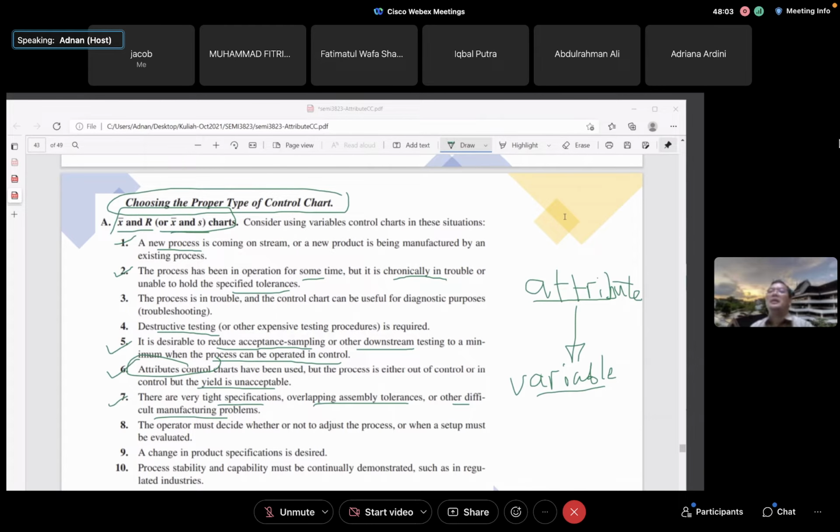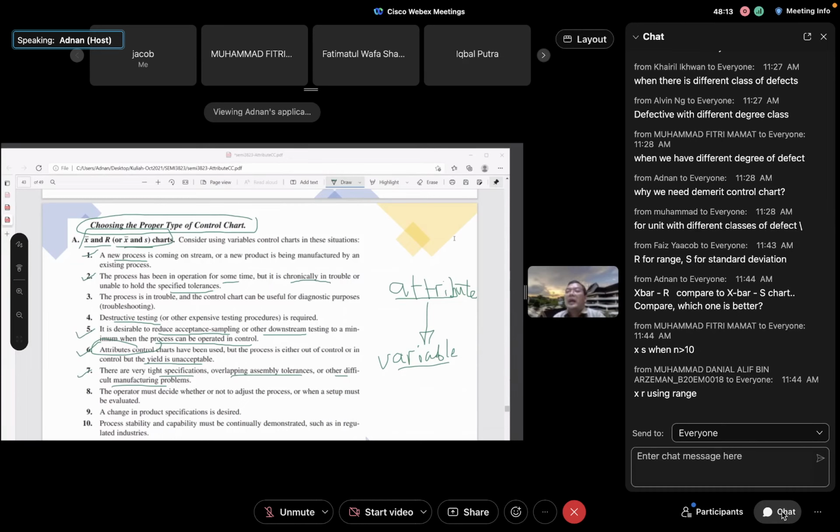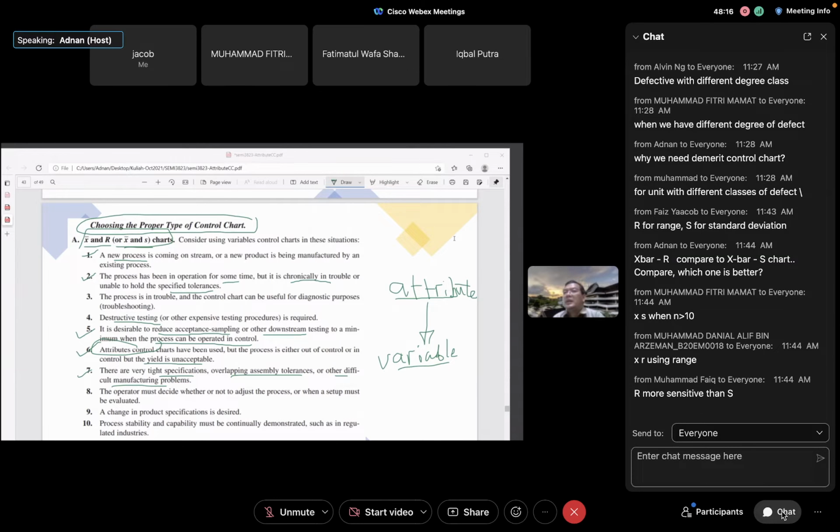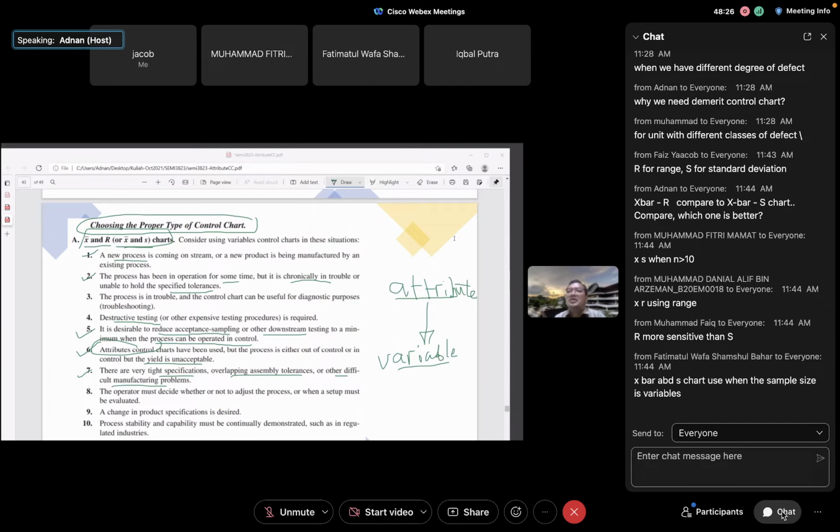Muhammad Fitri says X bar S when N is greater than 10. That's good. S is used when N is big. Normally in an X bar chart we use only 4 or 5, but when every subgroup sample is 10 or more, the S chart can be used. Muhammad Faik says R is more sensitive than S. Is it correct?